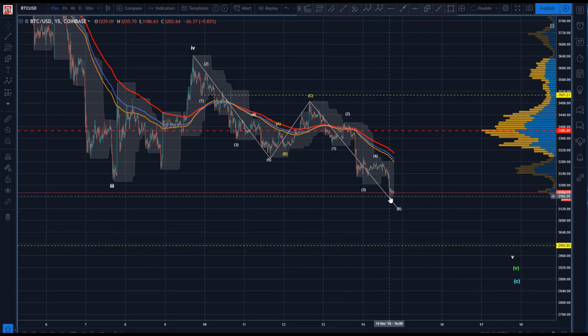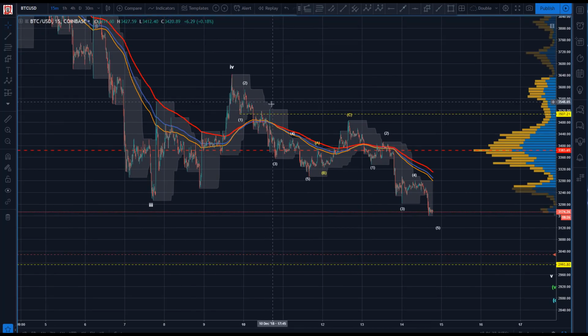Now we don't know that this low is in. So taking this off, we've got a little problem here in that we have this wick here.